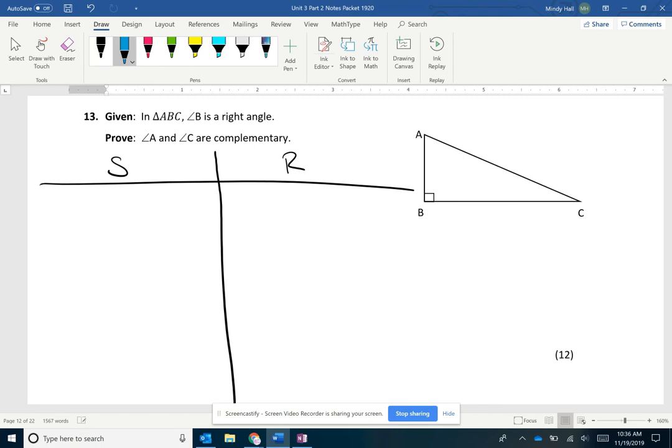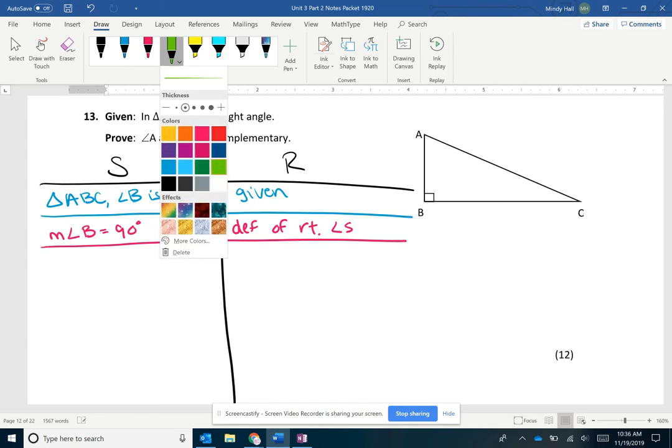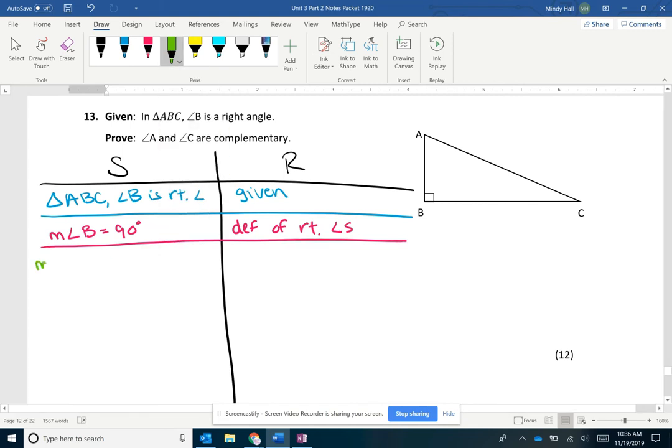So we have triangle ABC, and angle B is a right angle. Okay, so if B is a right angle, you can say the measure of angle B equals 90 degrees because that's the definition of a right angle. Okay, so then if we know that B equals 90, we can make a statement about all of these angles added together. The measure of angle A plus the measure of angle B plus the measure of angle C would be 180 because of that triangle sum theorem.